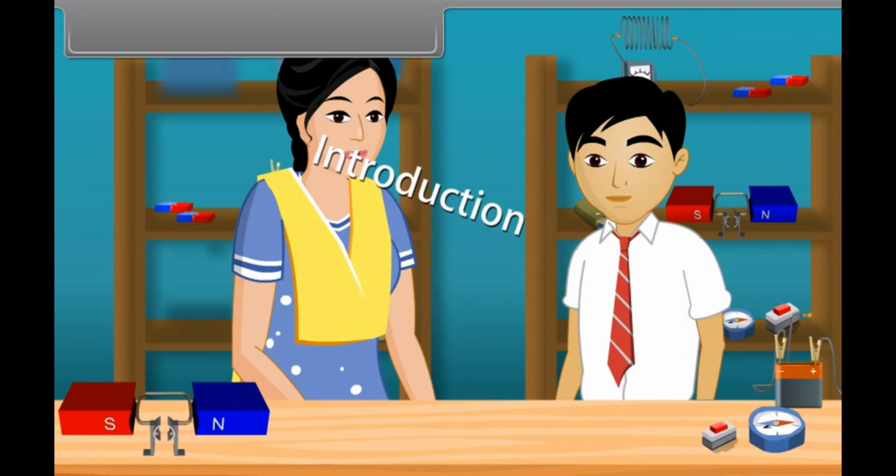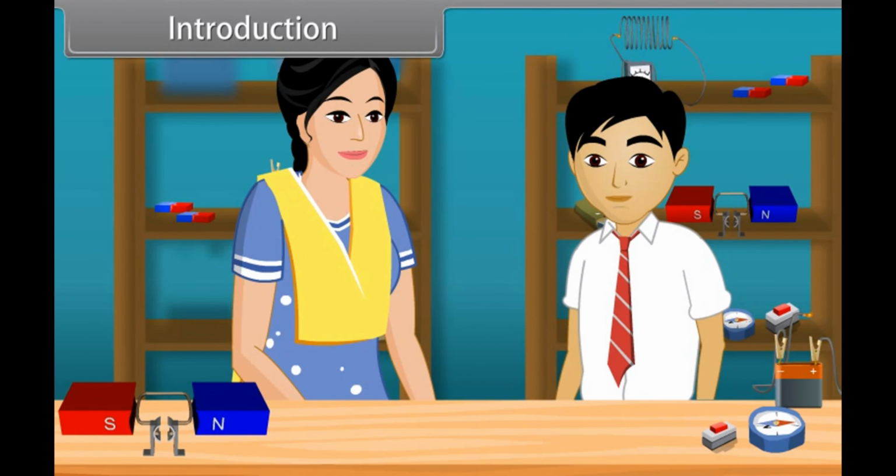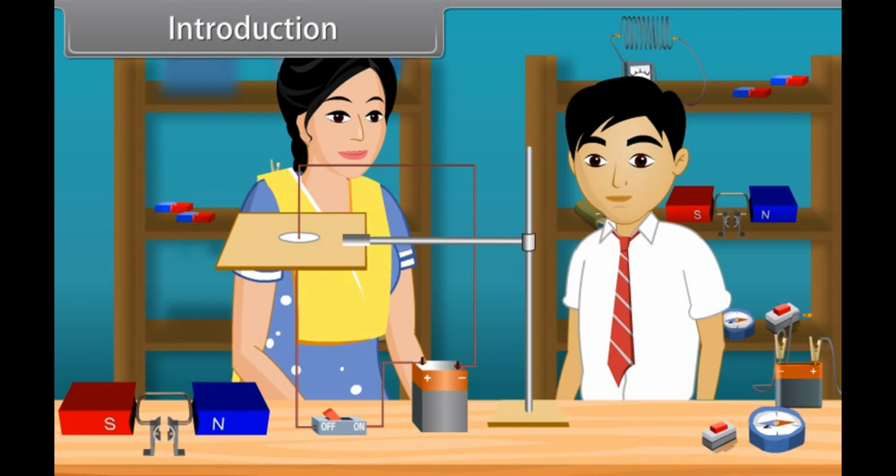Introduction. Today, our physics teacher is going to perform an experiment in the physics lab. She starts the experiment in front of the students. She took a cardboard having a hole at the center. She made an electronic circuit and passed the wire from that hole.